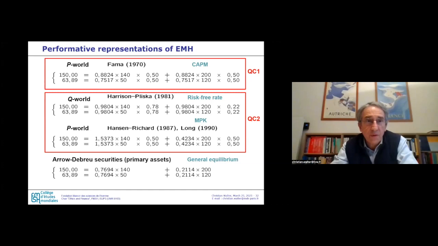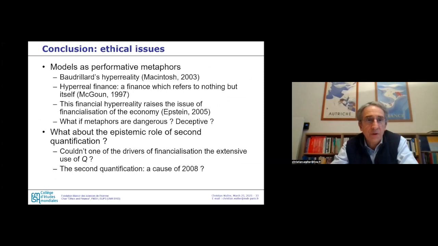Okay, I will show you my last slide. Here. You know, this is exactly a choice between two performative metaphors. You have to choose a given model considering the model like a metaphor, the hyperreality of, for example, Baudrillard, hyperreal finance. So the issue, in terms of ethical issues, is: is it possible that a given metaphor be dangerous or deceptive? And you have to make the choice.